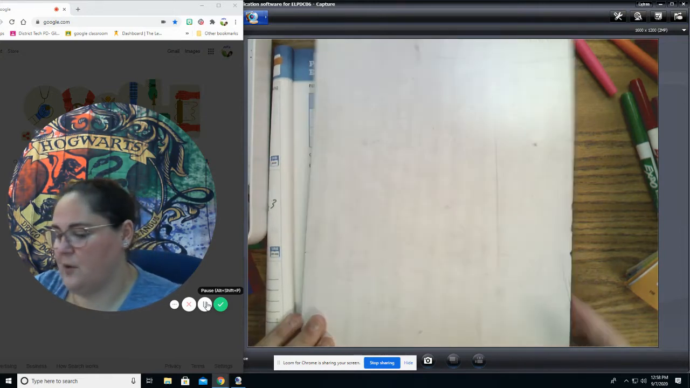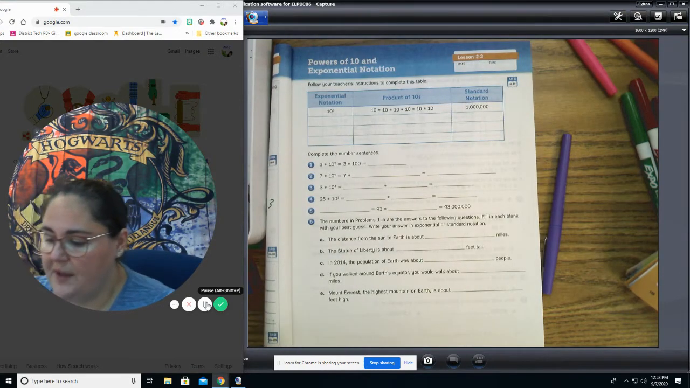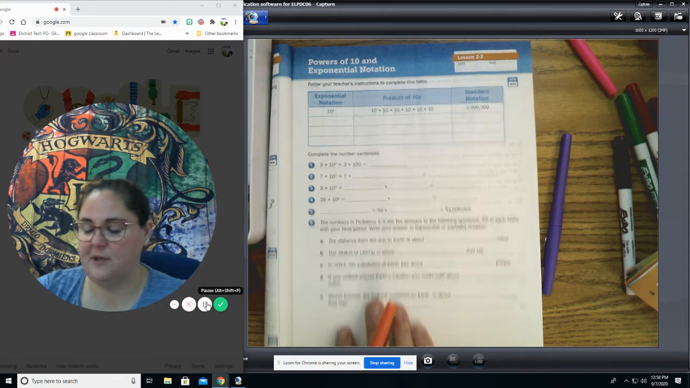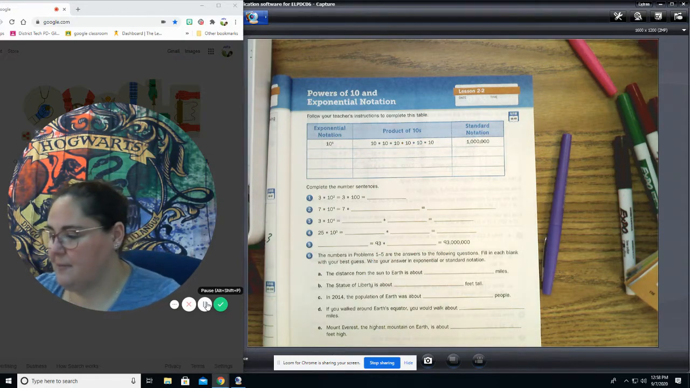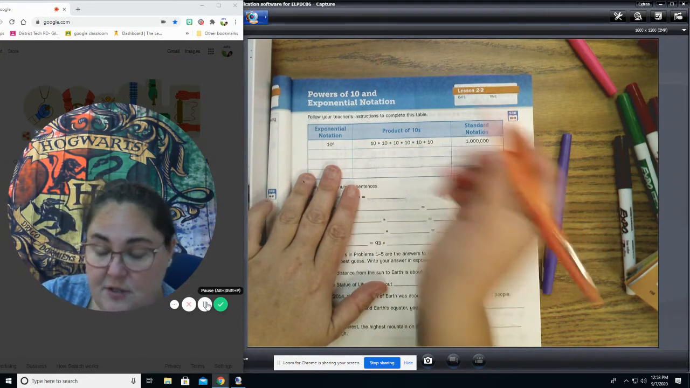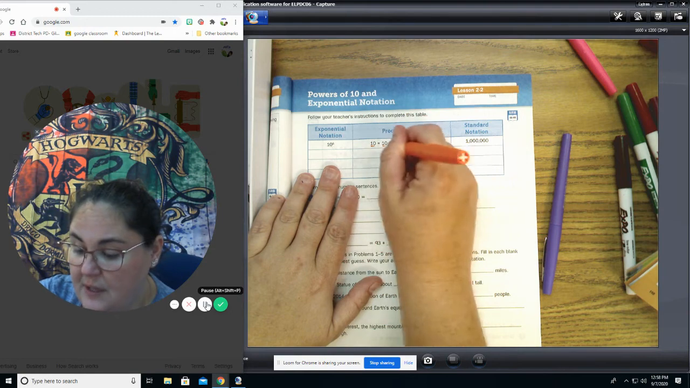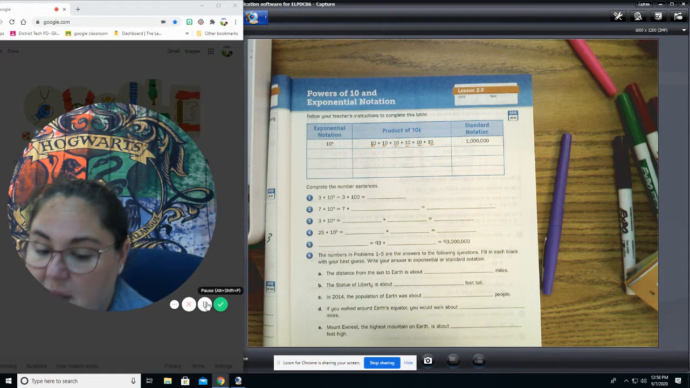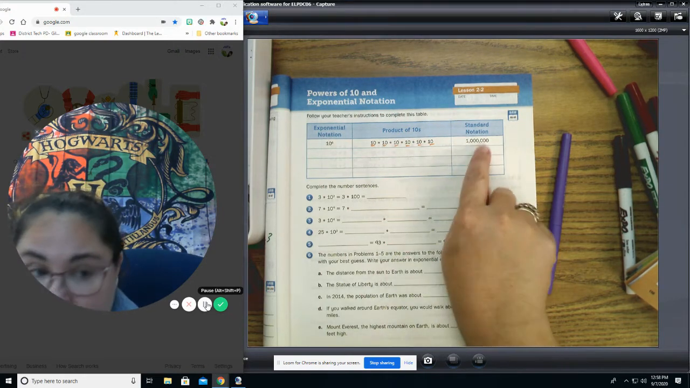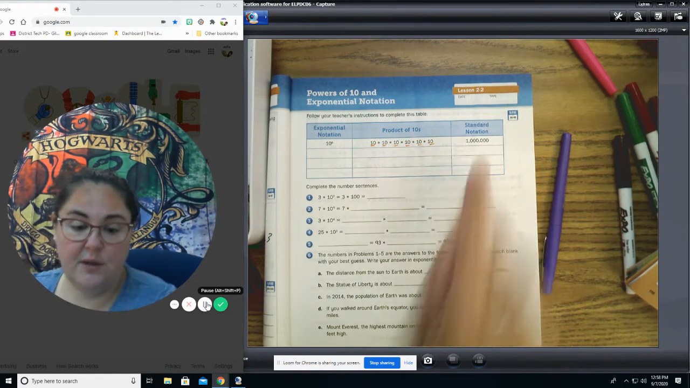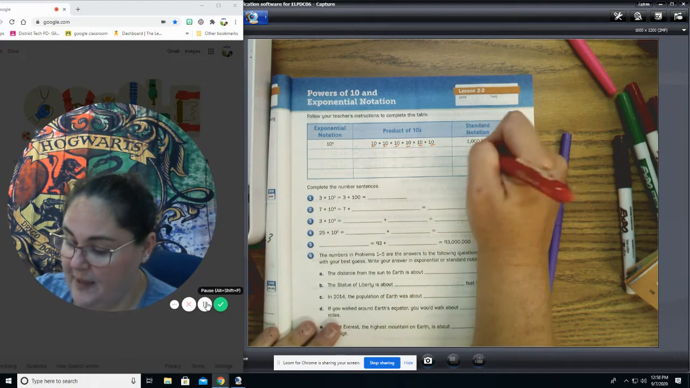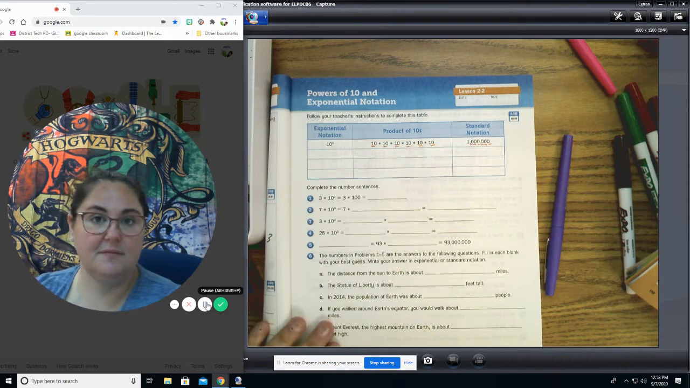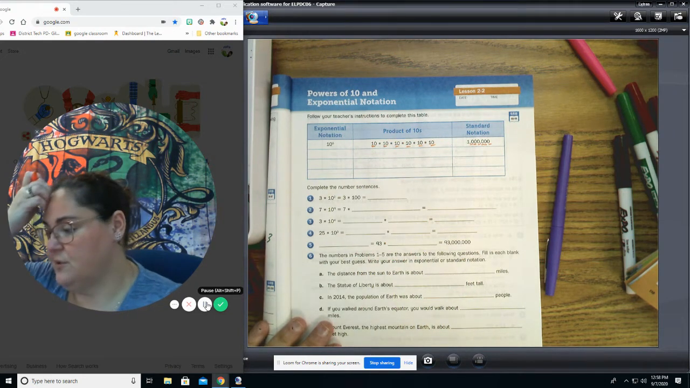Now let's go to our math workbook. We're going to start today with page 41. On page 41, I'm going to look at my first exponential form. We have 10 to the 6th power. That means that I have 6 tens. Ready? 1, 2, 3, 4, 5, 6. It also means that I have 6 zeros. So if you count your zeros, we have 1, 2, 3, 4, 5, 6 zeros, right?